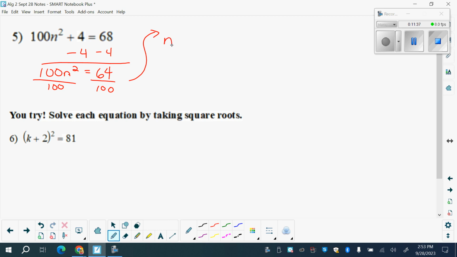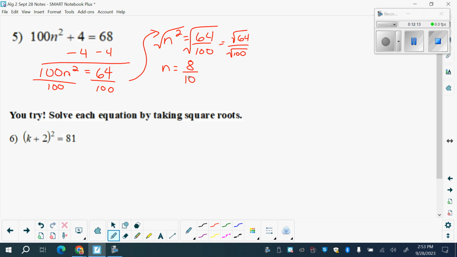So then we get n squared equals 64 over 100. What next? Simplify it. Dividing. So we could simplify it. It turns out if we get rid of the square first, it'll be easier, but that would work. So we're going to take the square root of both sides, right? And when we have a square root of a fraction, we can take the square root of the numerator divided by the square root of the denominator. What's the square root of 64?